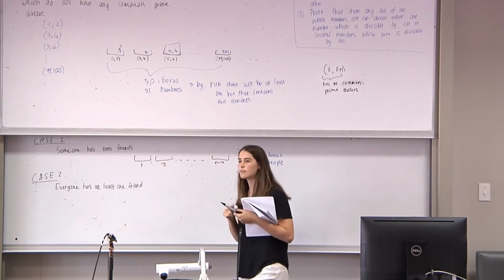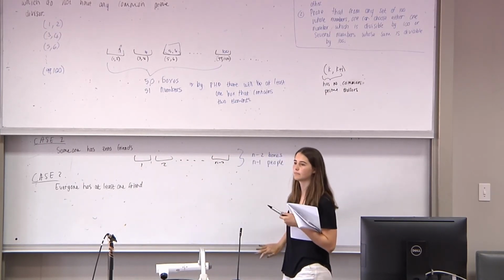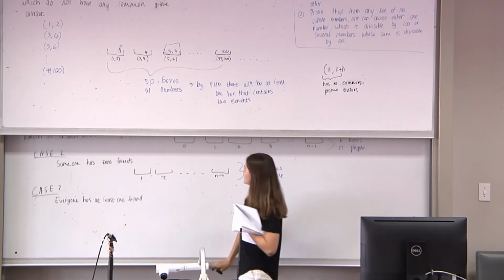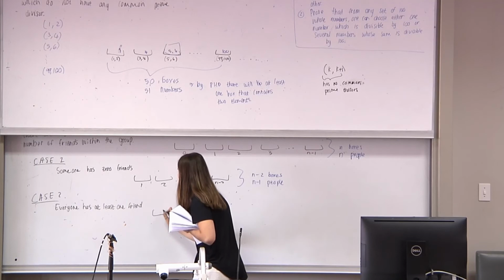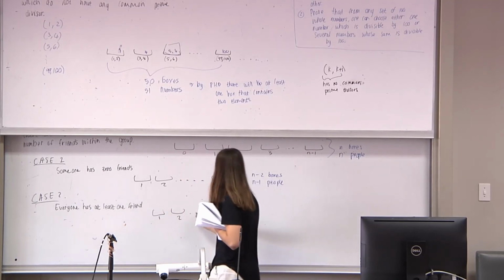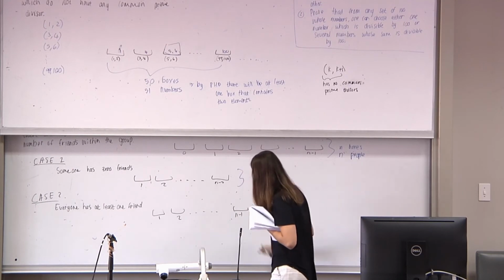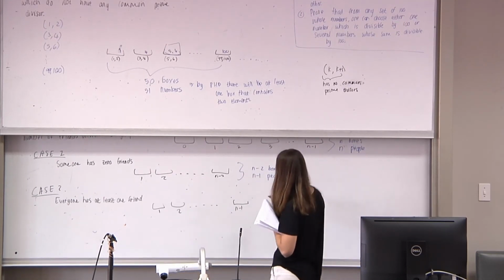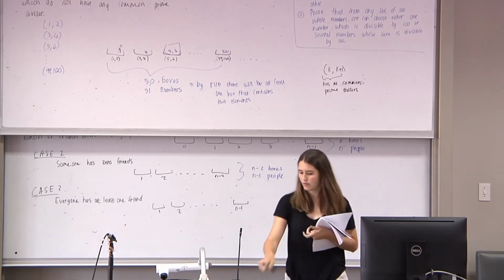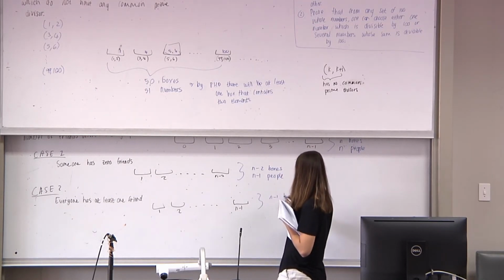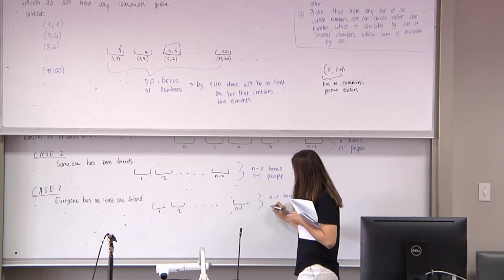And what changes in this case? Nobody has 0 friends. So where we have a 0 box there, it's going to start from 1 here, 2. And so we're going to go on. We still have n minus 1. But now we have a total of n minus 1 boxes and n people.